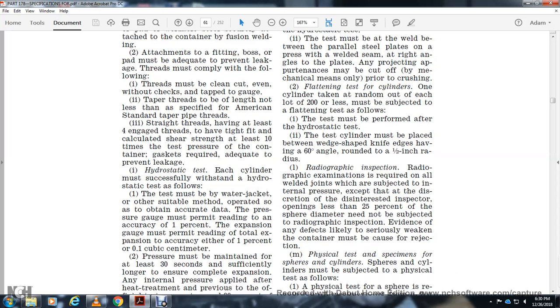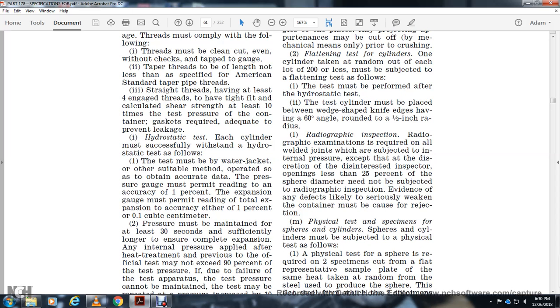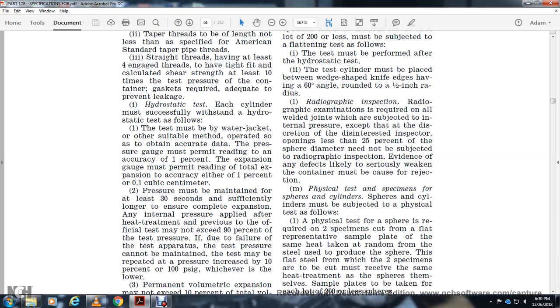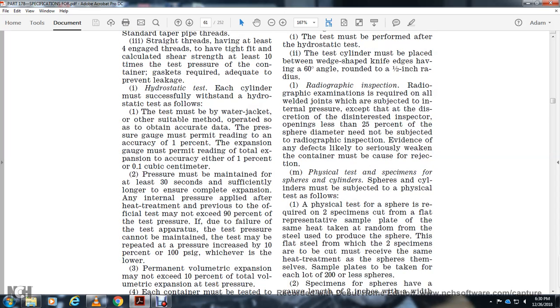Physical test and specimens: spheres and cylinders must be subjected to the physical test as follows. For spheres, the physical test requires two specimens cut from a flat representative sample of the plate of the same heat, taken at random from the steel used to produce the sphere. This flat sample, from which the two specimens are cut, must receive the same heat treatment as the sphere. One plate is to be taken for each 200 or less.